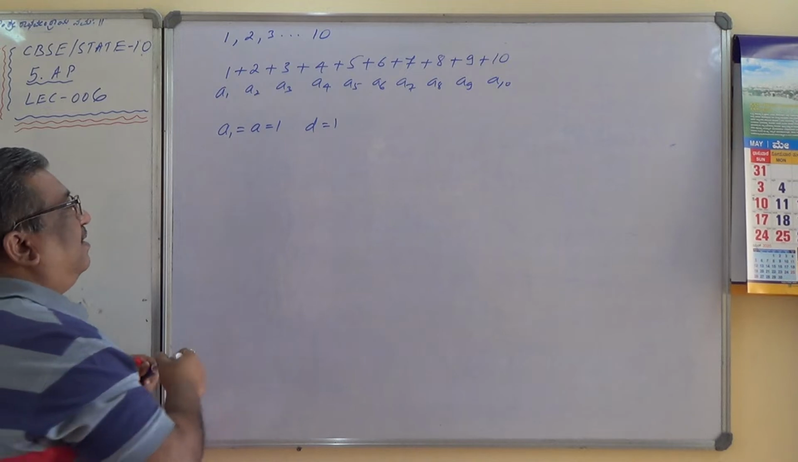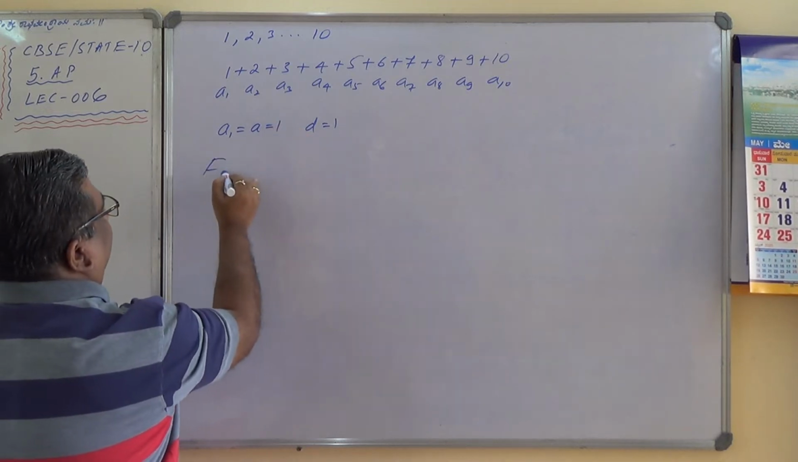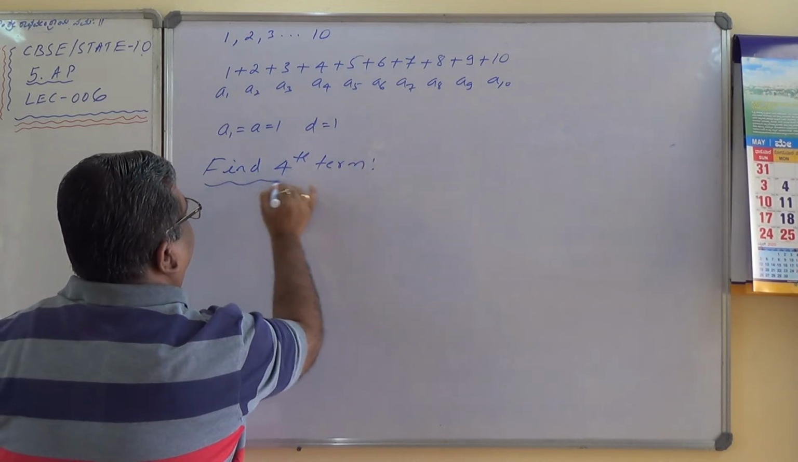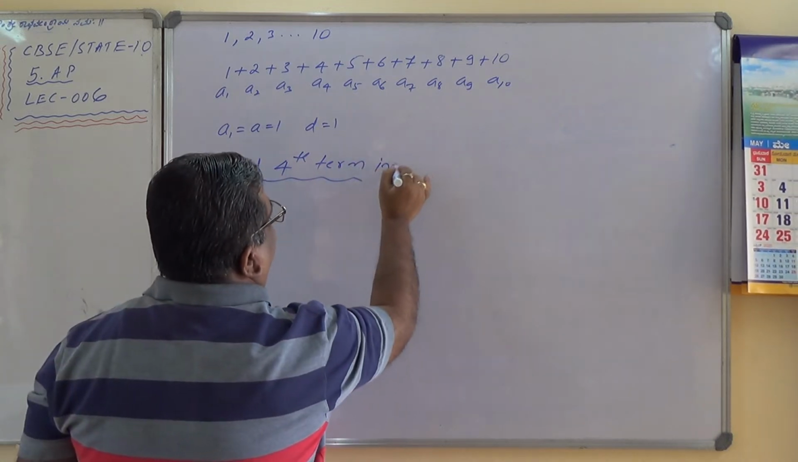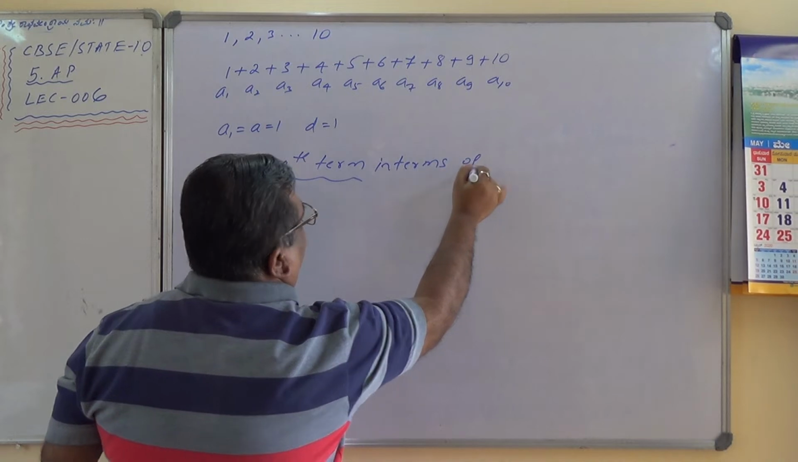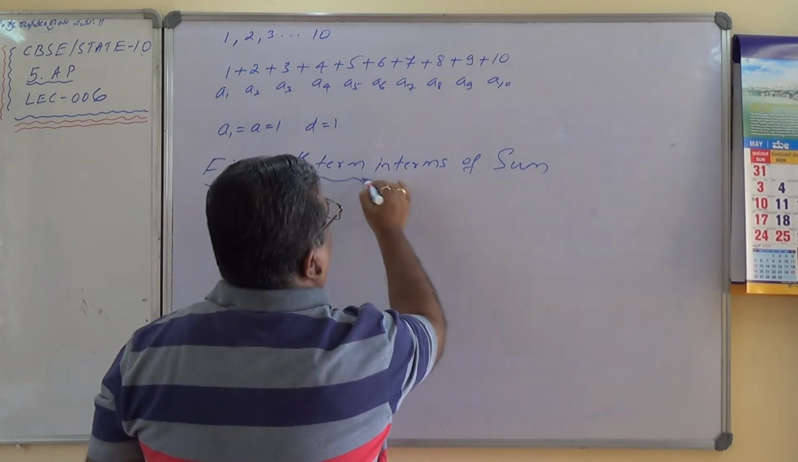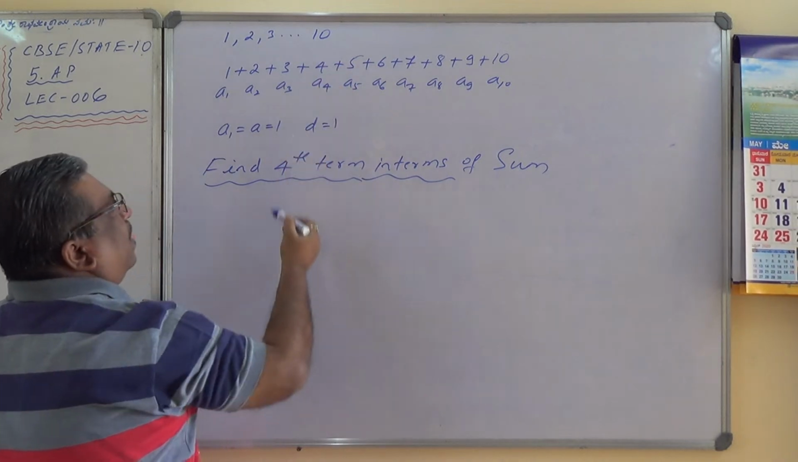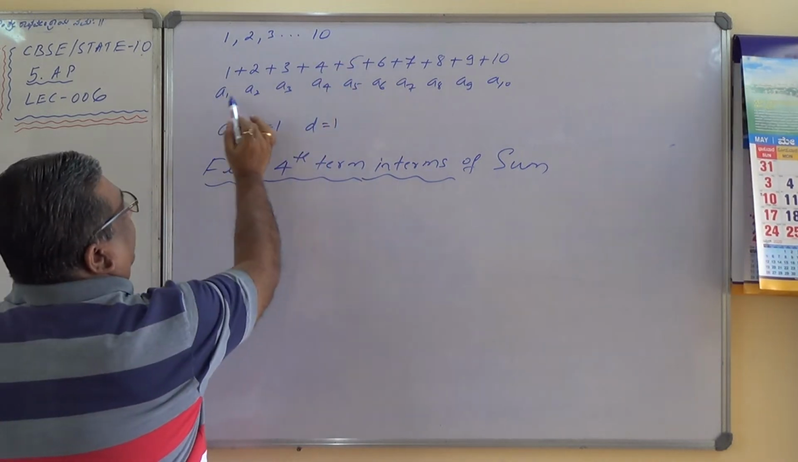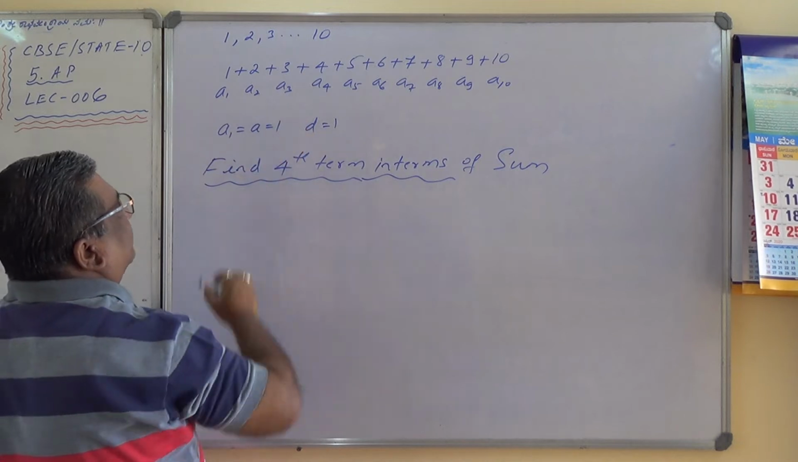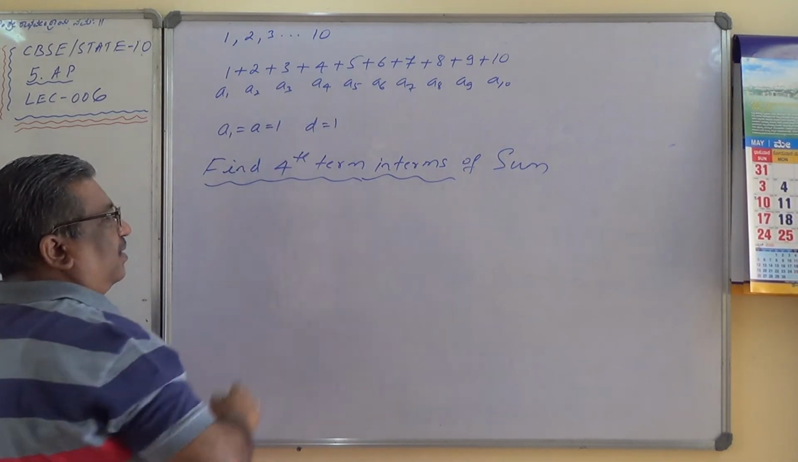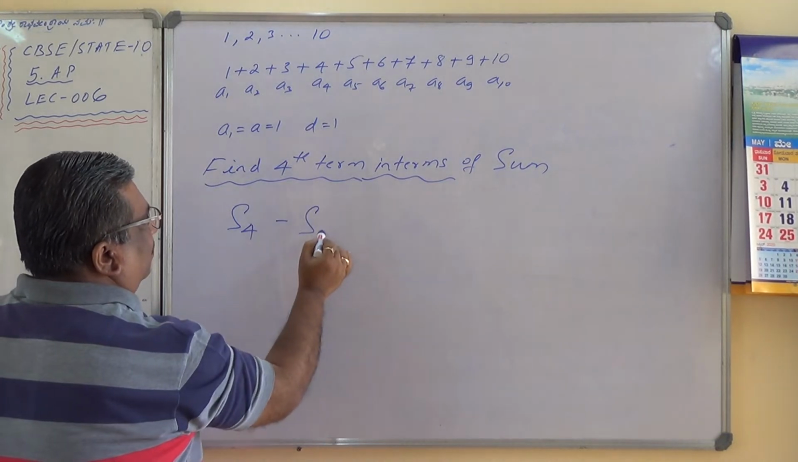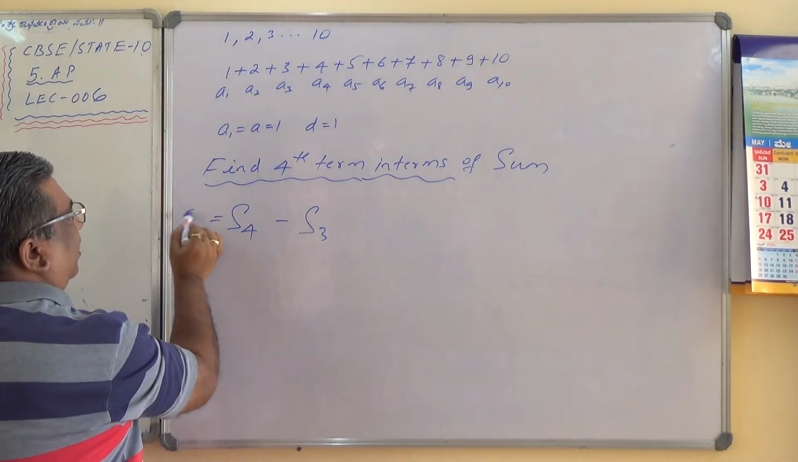Very interesting. See here, I want to find out the fourth term in terms of sum. So what I will do here is, where is the fourth term? Here is the fourth term. Fourth term is equal to sum up to 4 terms minus sum up to 3 terms. If I do that one, I'll get the fourth term. What did I say? Sum up to 4 terms minus sum up to 3 terms gives me A4.